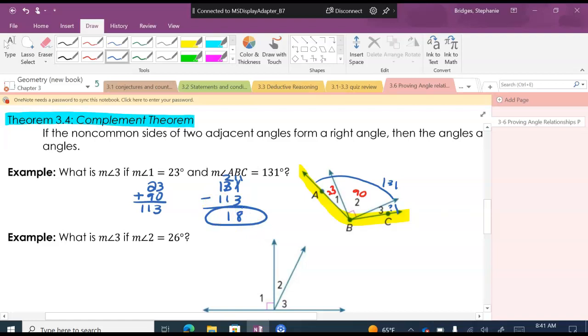Okay, so just using all the information they told me. They told me that the measure of angle 1 was 23. They marked that the measure of angle 2 was 90, and they told me the whole big angle was 131. So I took the two small ones, I added them together, and then I subtracted that from 131, and that would be the leftover piece.